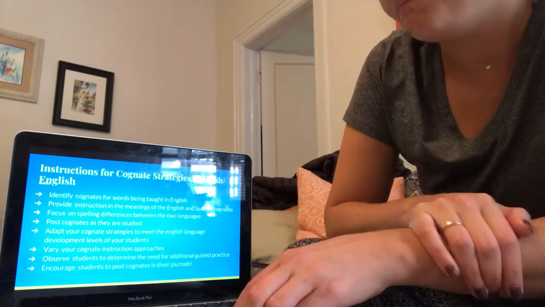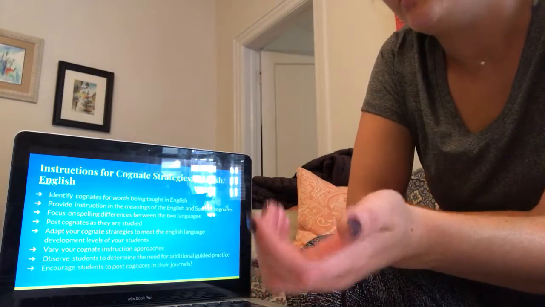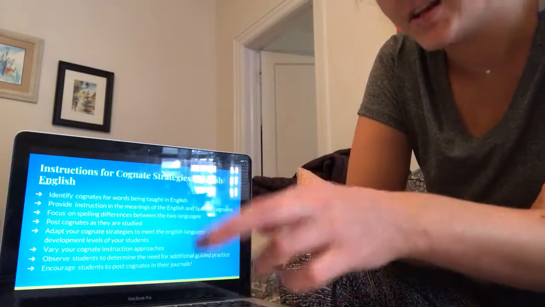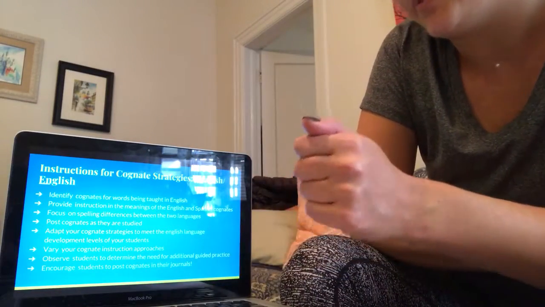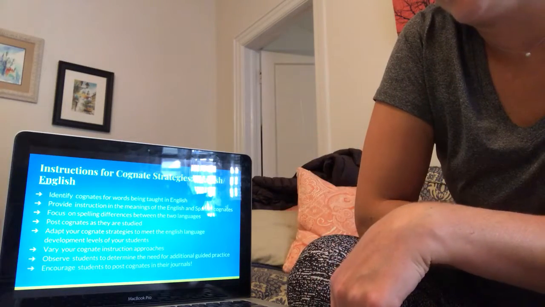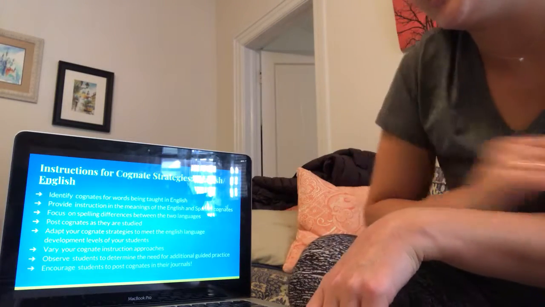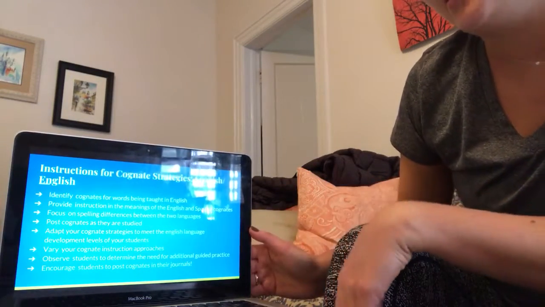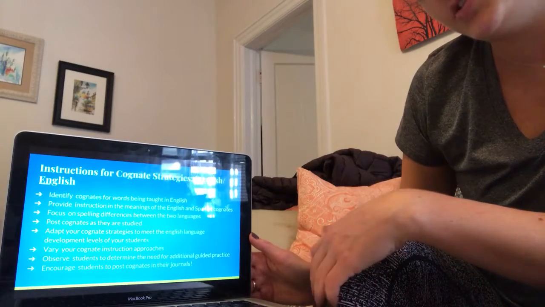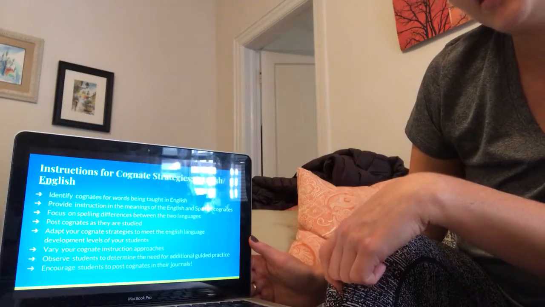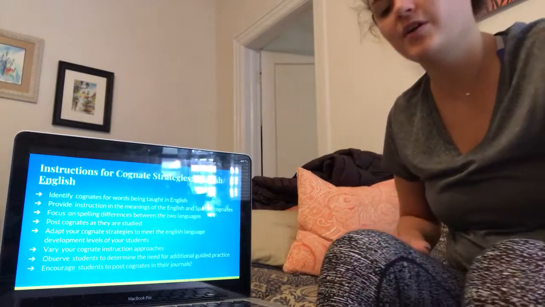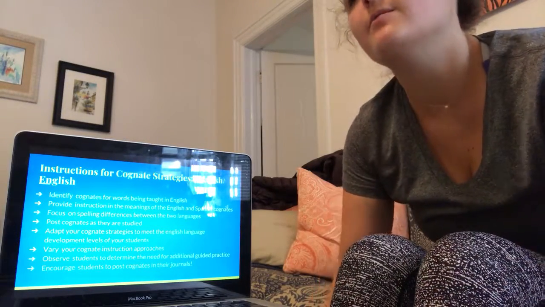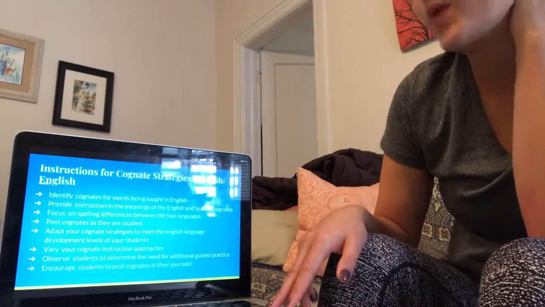They do have different spellings. And of course, spelling isn't going to be the main focus. The main focus is the comprehension aspect and the meaning, but the spelling is important too. And then you want to adapt the cognate strategies to meet the English language development of your students, which I'm going to talk about in the next slide. And then vary your cognate instruction approaches, which I have some examples of. And then you just want to encourage students to post cognates wherever you feel best fits, in their journals, on the walls, so they can make those connections visually as well.